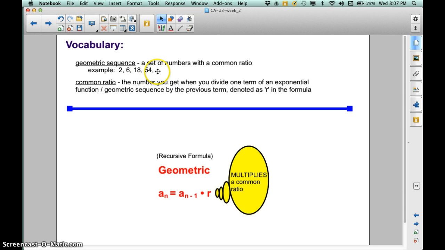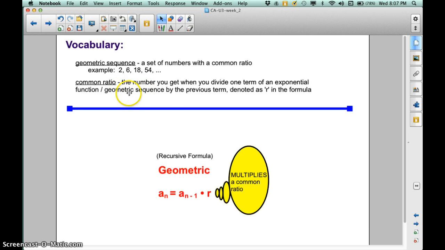The common ratio, instead of a common difference, the way we saw with arithmetic sequences, is because to get from one term to the next, you multiply. In this case, you multiply by 3 to get to the next term. 2 times 3 is 6. 6 times 3 is 18. 18 times 3 is 54.